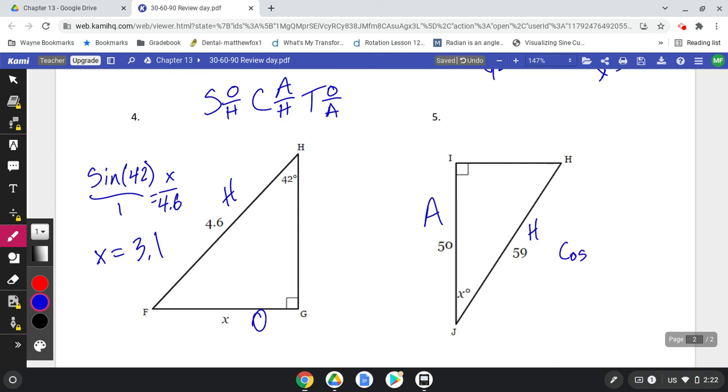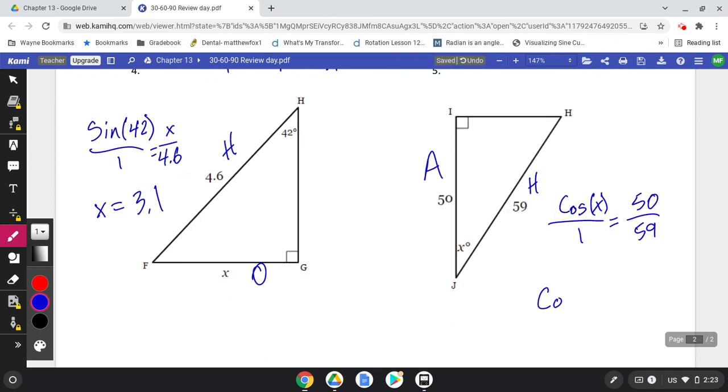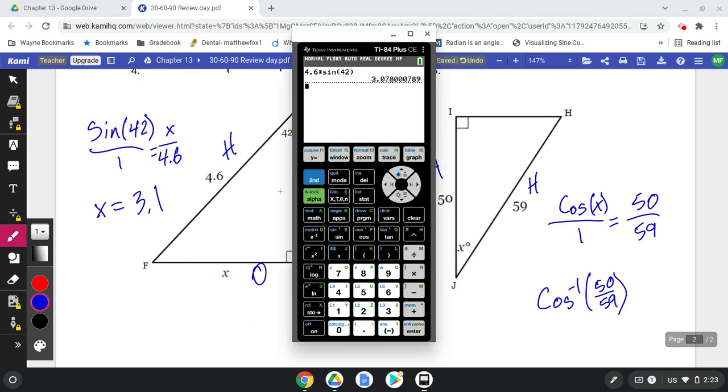So cosine of x, we don't know what it is, all that divided by 1 equals A over H. I guess I shouldn't put A over H. Instead, I should do 50 over 59. Okay. Now remember, to get this answer, we do the inverse cosine. And to get that on your calculator, remember we have to hit second cosine. So we do second cosine, 50 divided by 59. We get 32 degrees as our answer for what x is.